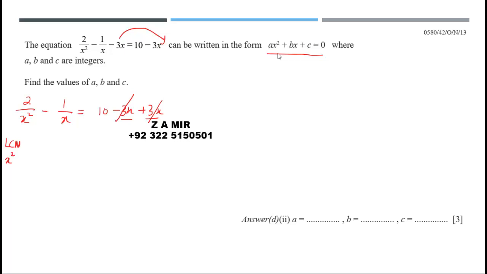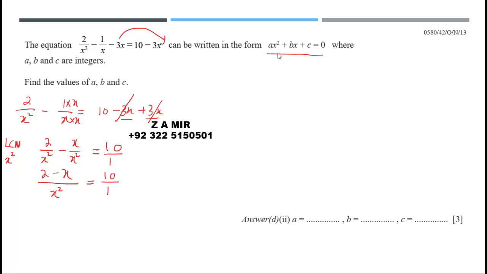So this is already x square. I will multiply here x, here and here. So it will become 2 over x square minus x over x square, and on the right hand side we have just 10. Let me put 10 over 1. So we have x square, it is 2 minus x, it is 10 over 1.